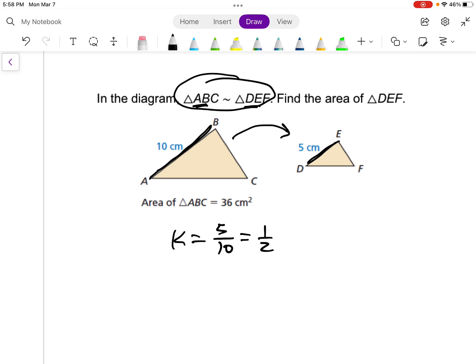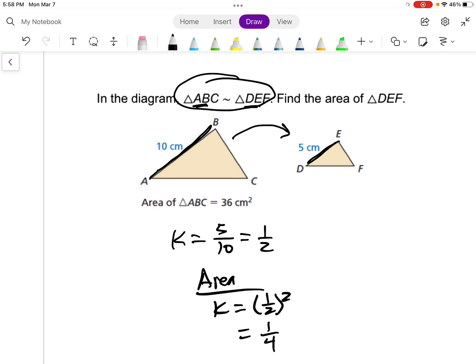Now this is a tricky part. Perimeter has the same scale factor as the lengths of the sides do. Area, what that theorem says up above, is to find the scale factor of the area, I take the scale factor of the sides and I square it. So I go a half squared. Well, a half squared is a fourth, right? I square the 1 and I square the 2.